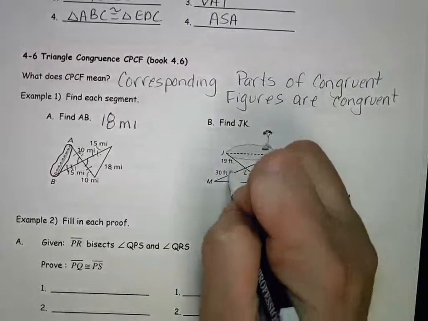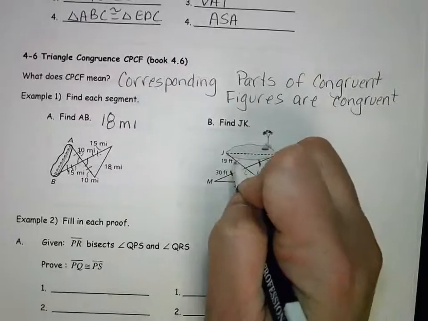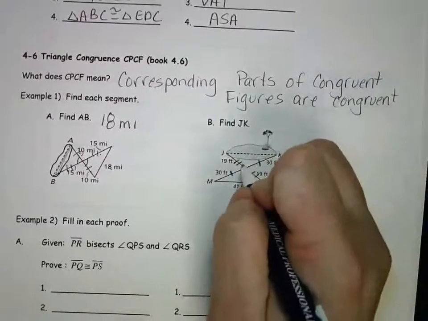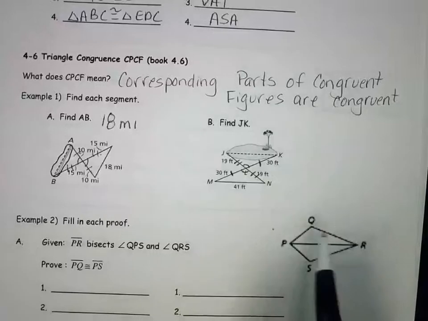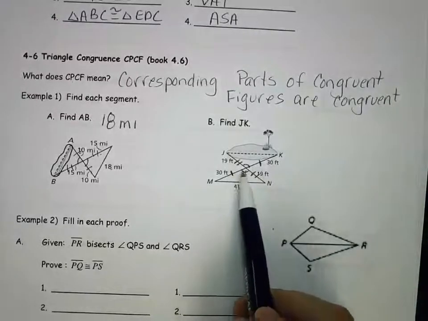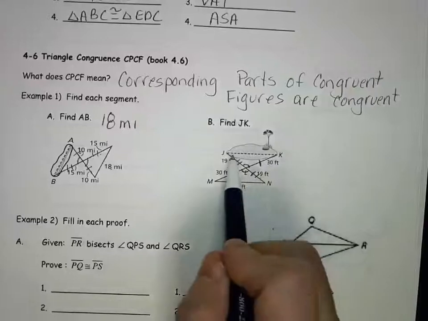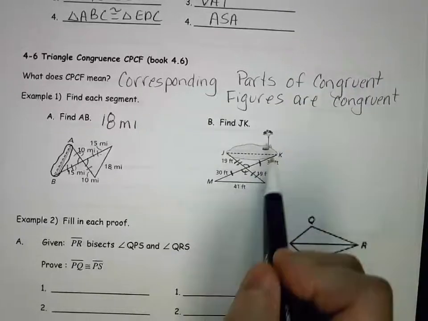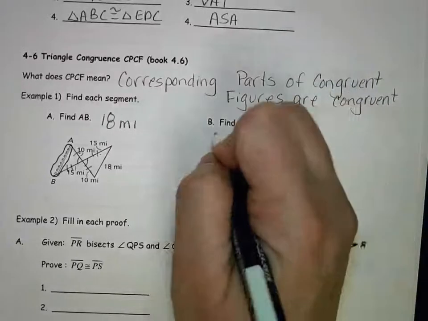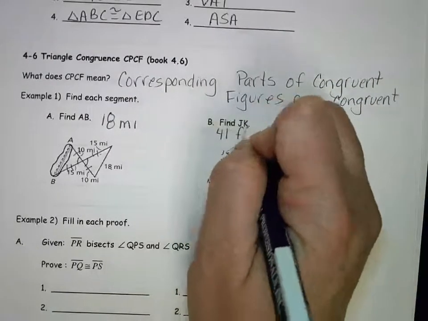Next one, these are both 30 feet. These are both 19 feet. And these angles are congruent. So your triangles would be congruent by side, angle, side. So to figure out JK, it's going to be a corresponding part right here. So that would be 41 feet.